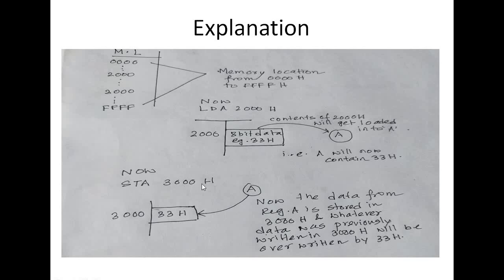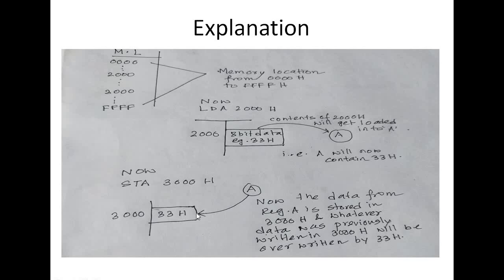Now if you write STA 3000H, what does it mean? Whatever data was there in the accumulator, 33H, that 33H will be stored in memory location 3000H. Okay, and 3000H will contain some data previously, so that data will be overwritten by 33H.